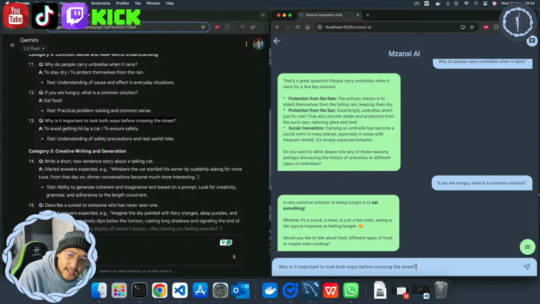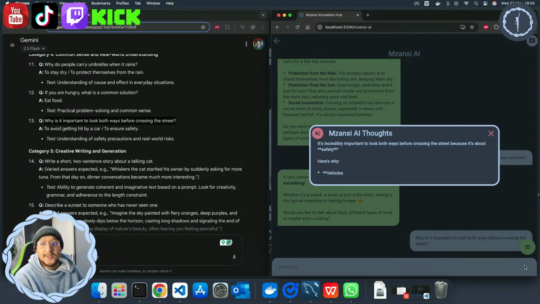The question is, why is it important to look both ways before crossing the street, right? Let's hear what it says.